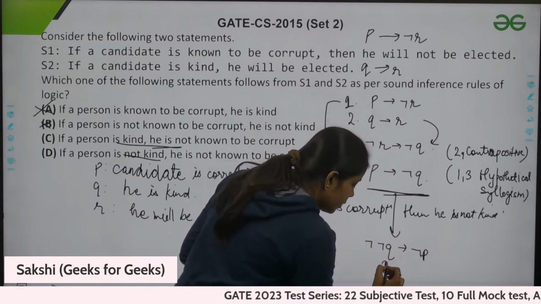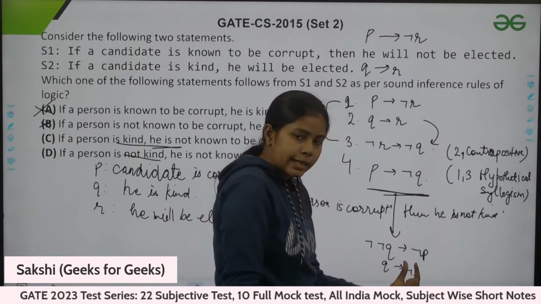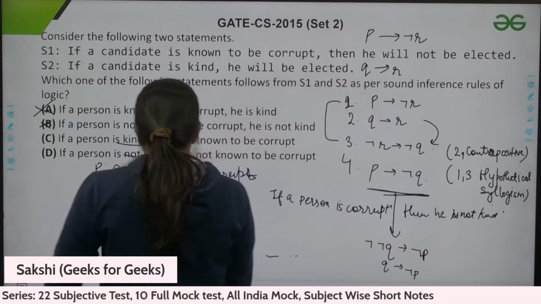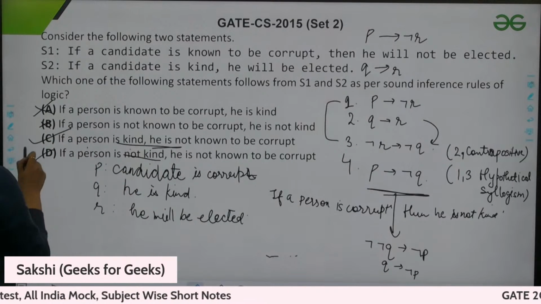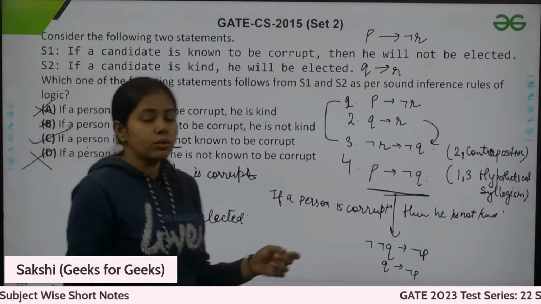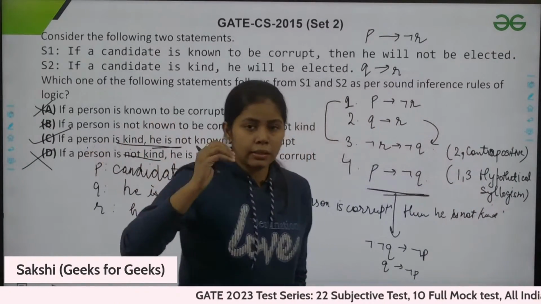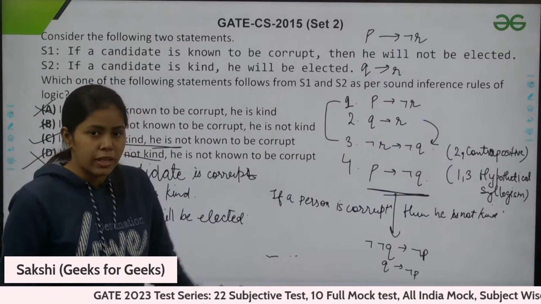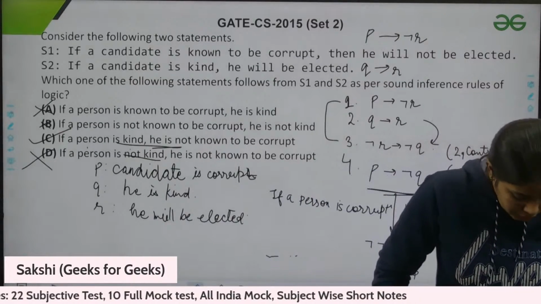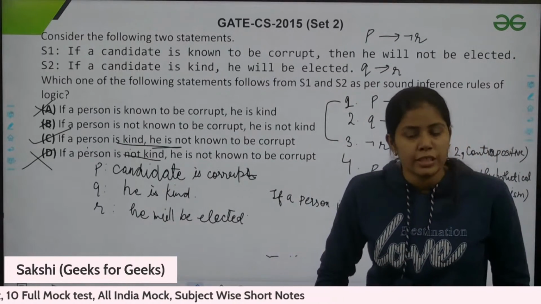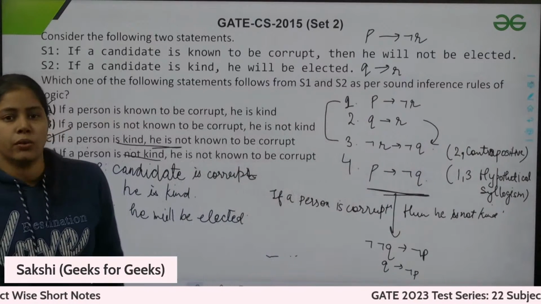Double negation will become q implication negation of p. Now this will become: if a candidate is kind, then he is not known to be corrupt. C is correct, D is not correct, right? So just remember, guys, if you have something in the starting of another statement, you can change the place using contrapositive, and then you can easily answer those types of questions. Just let me know if this is clear, otherwise I'll explain it again. Let me know in the chat section.